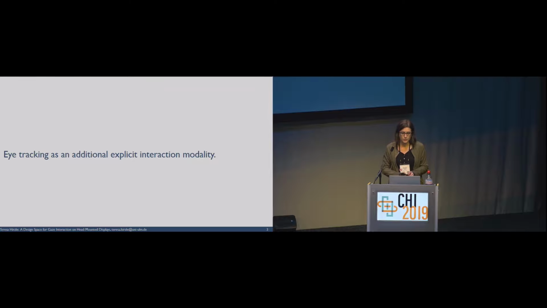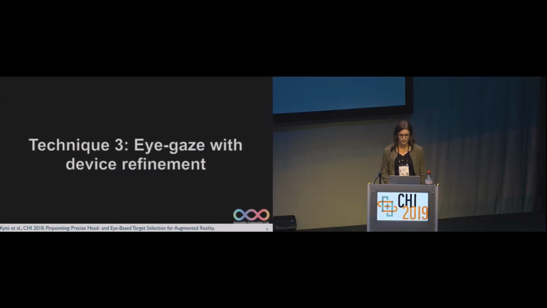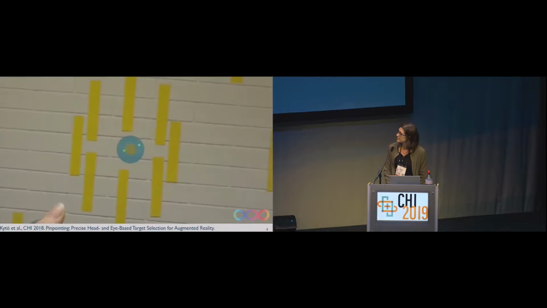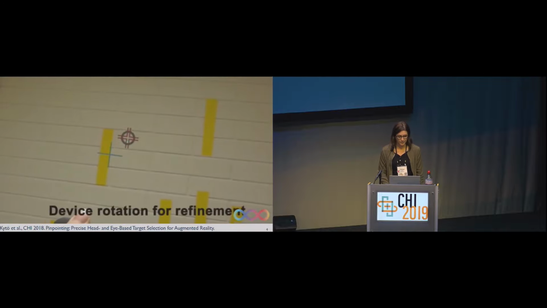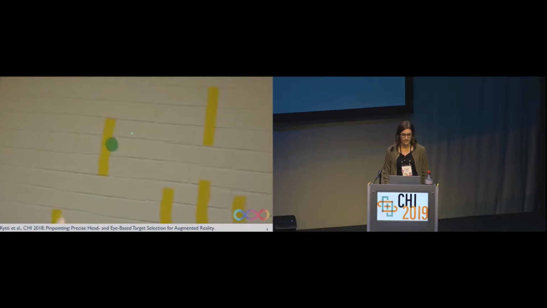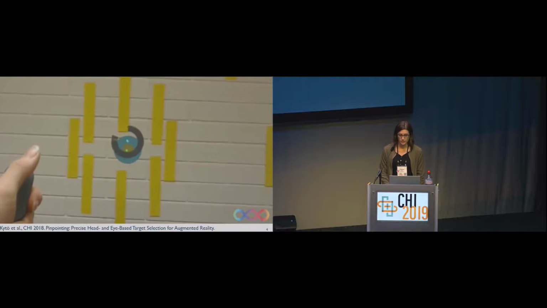In our literature review, we found two basic areas where eye tracking is applied for HMDs. The first one is eye tracking as an additional explicit interaction modality. So we can use eye tracking additionally to a different interaction modality like a controller or gesture. One example was presented at last year's CAI by Kite et al., where gaze was used to indicate where the user wants to interact, and then the action was refined using the controller.